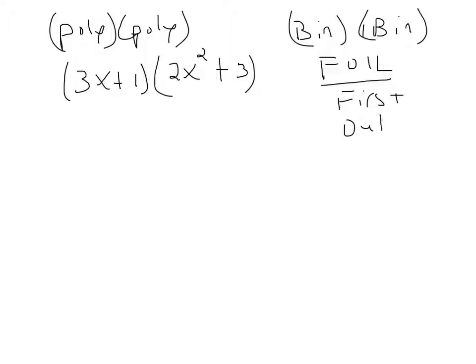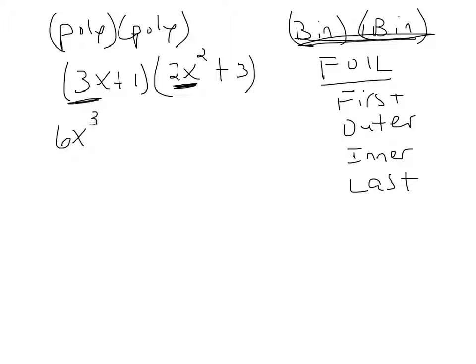First, outer, inner, last. And we use it any time we multiply two binomials together. So first means we multiply the first term of the first binomial by the first term of the second binomial. So 3x times 2x squared is 6x to the third. That's first.